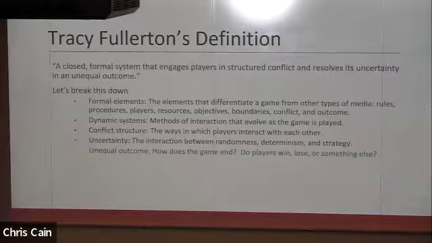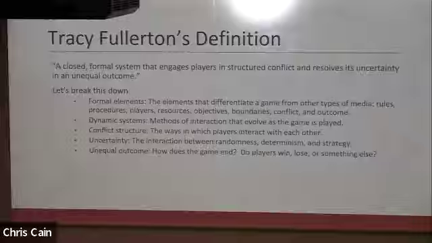And finally, we have an unequal outcome. How does the game end? It should be unequal, and players should have different outcomes, or at least there should be a different outcome. It's not everybody wins. Maybe the players win and the system loses. Maybe a player wins and another player loses. Maybe there is a draw, but it's some kind of unequal outcome, so that every game ends differently. Every instance of that game ends differently.